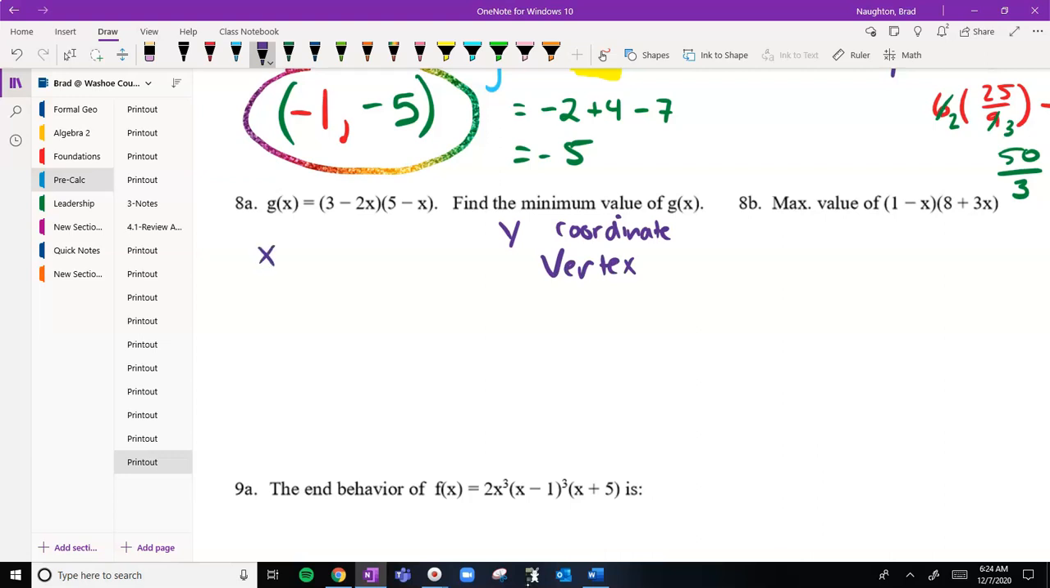So we can use x is equal to p plus q divided by 2. And so what those p and q's are your zeros. So your p is going to be when that equals 0, and your q is when this equals 0.